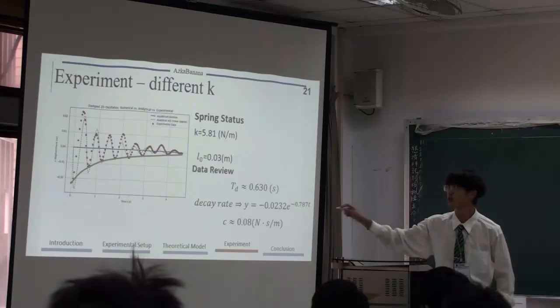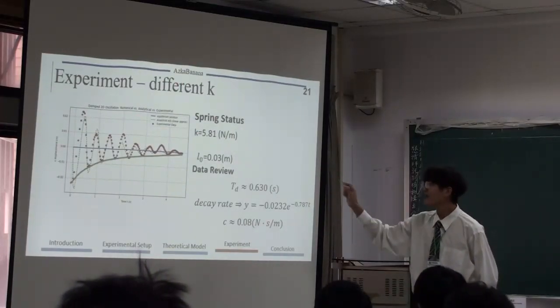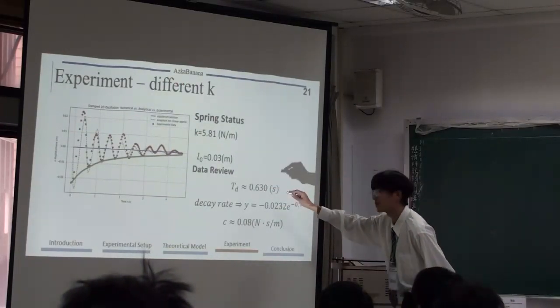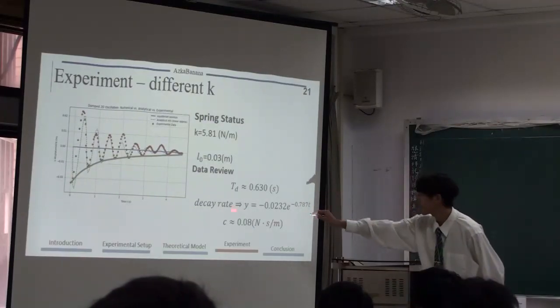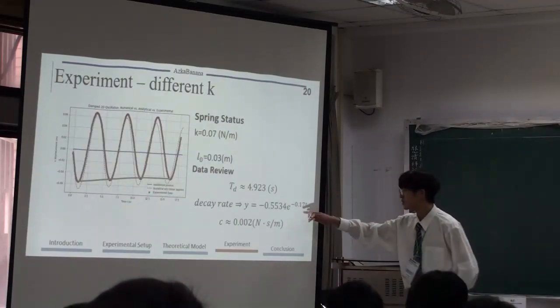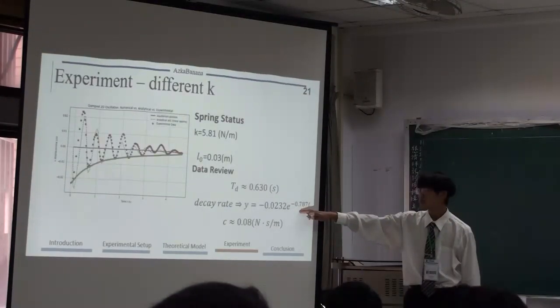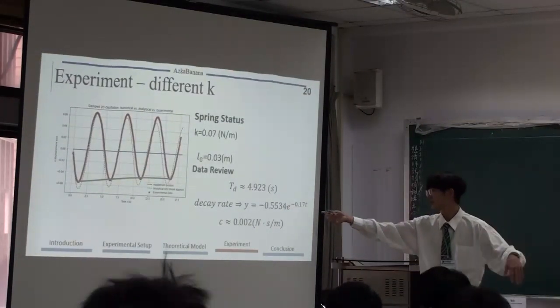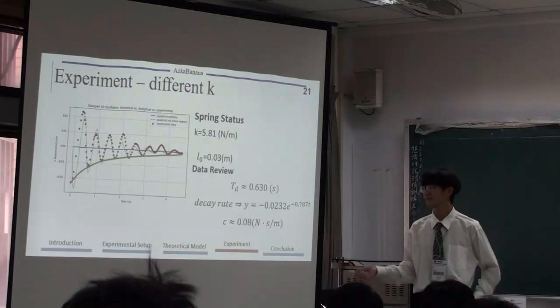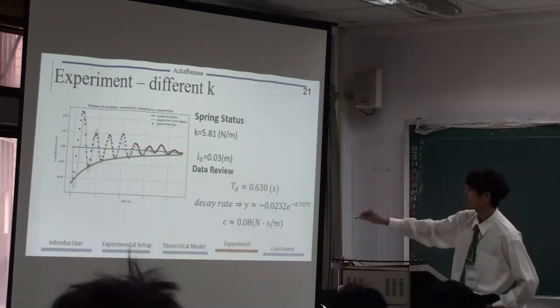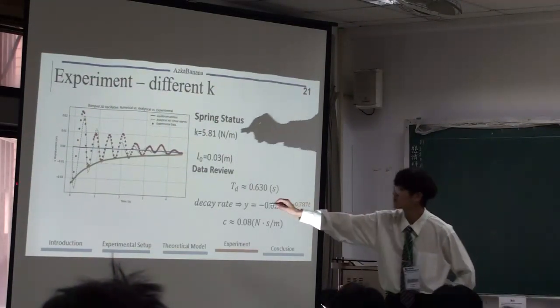Therefore, I have a prediction for different K. Higher K causes the period to decrease, and the decay rate goes up. Let's look at this number. It also has a high increase. Therefore, I think that a higher K causes the decay rate to increase. You can also see this from the chart.